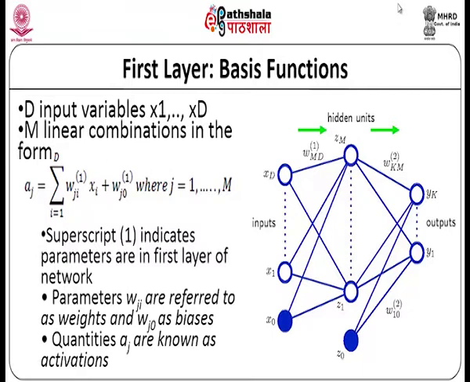So, let me just repeat this. Suppose you have d input variables, they can combine in m different ways. So, this is the equation for activation. Activation is the sum over i equal to 1 to d, because there are d input variables, of wji of 1, where the 1 indicates the first layer, the hidden layer of the network, plus wj0 of 1, which indicates a bias for the first layer, and j is equal to 1 to m, because you have m combinations. So, this is the first layer with the basis functions.